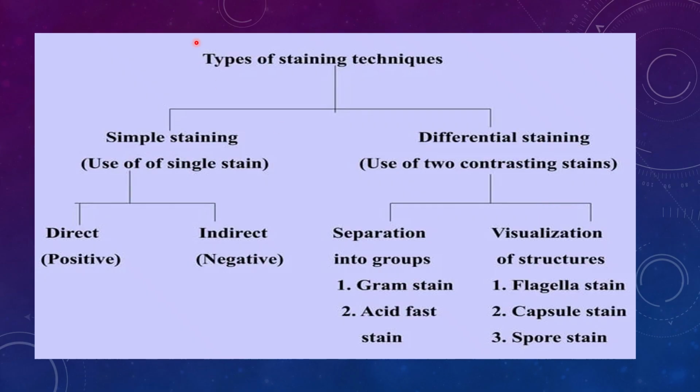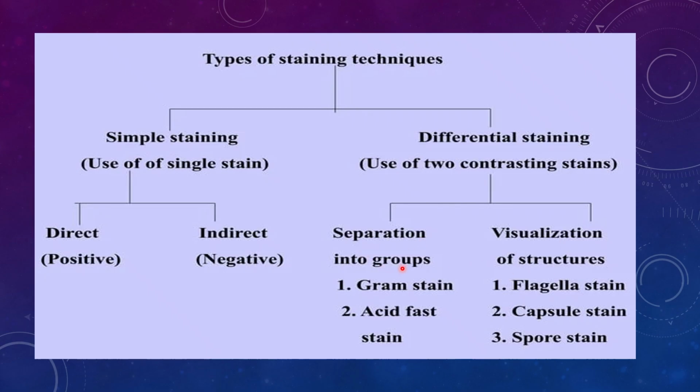Okay, and again in simple staining we have two types, that is direct and indirect. Direct is also called positive staining, where we use positive stains, and the second type is indirect stain, where we use negative stains. Okay, and coming to differential staining, we can use it for two purposes.